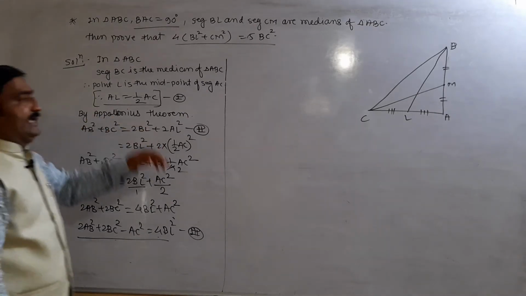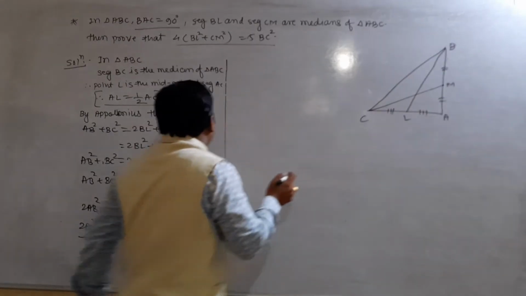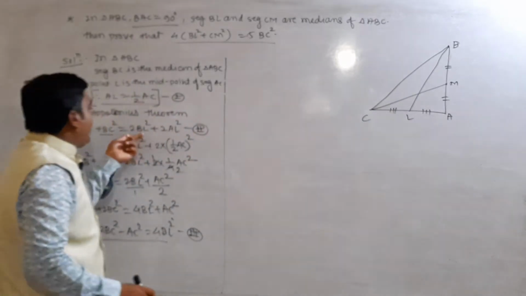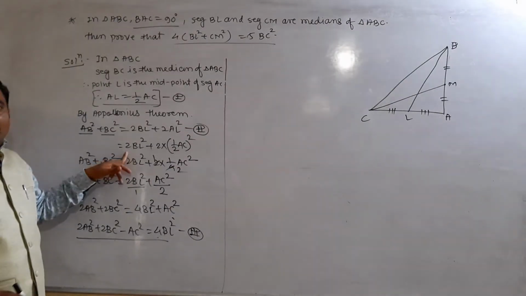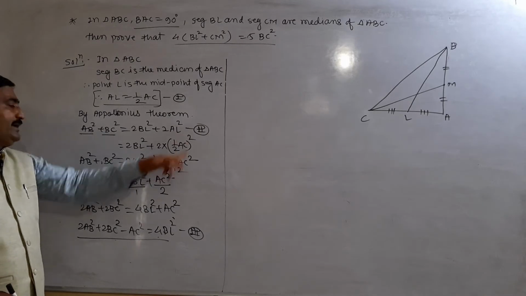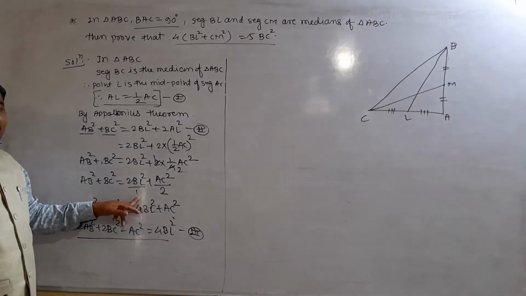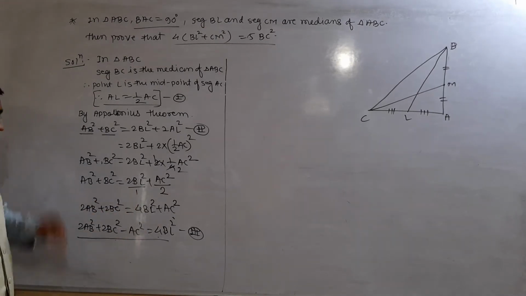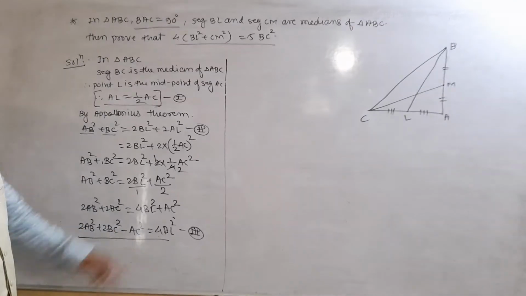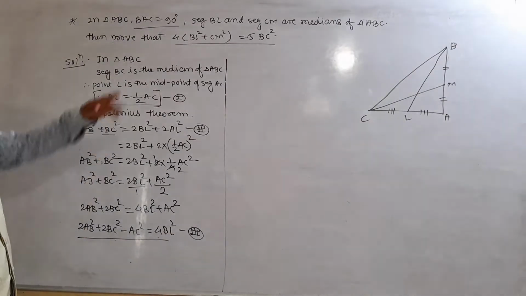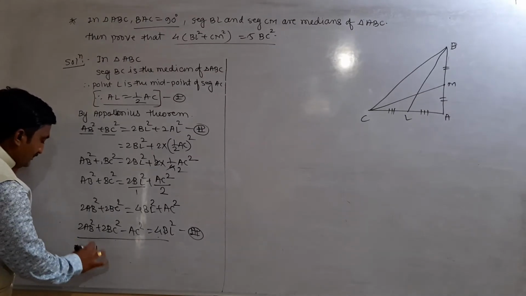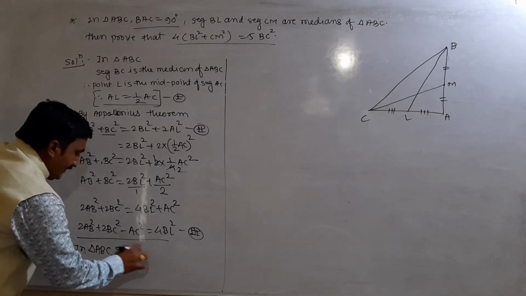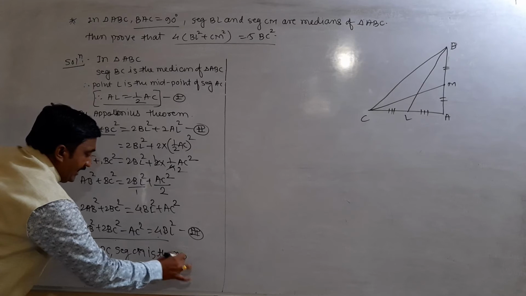Remember that by Apollonius theorem, AB square plus BC square is equal to 2BL square plus 2AL square. That is 2BL square as it is plus 2 into AL, with AL value 1 by 2 AC. Multiplying by 2, 2AB square plus 2BC square minus AC square is equal to 4BL square. This is equation third. Then in triangle ABC also, the other median is segment CM.